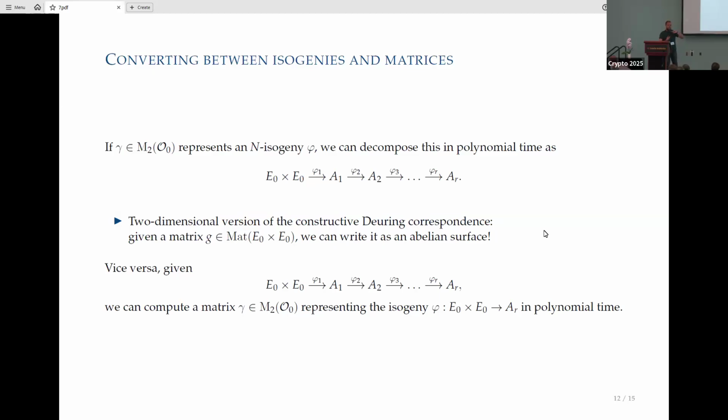Both of these were in Chu's PhD thesis, one implicitly, so not written out in full detail, and the other was sub-exponential, but we managed to improve that to polynomial time.